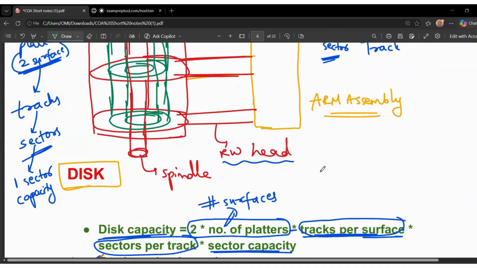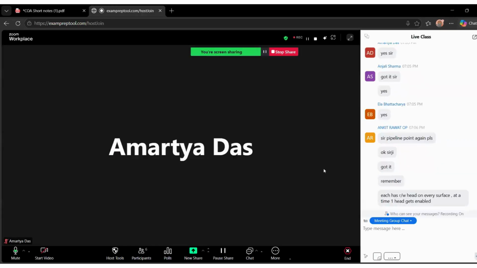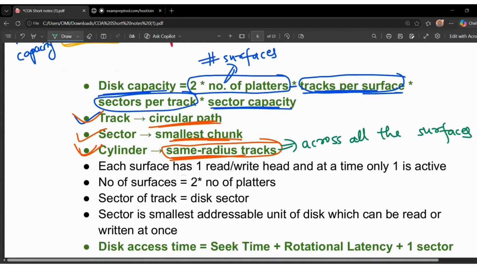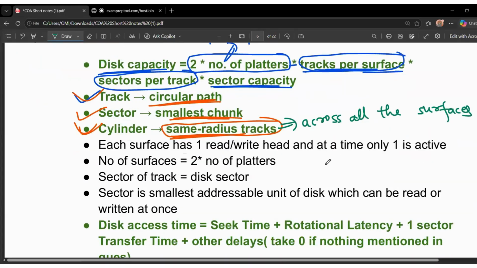So what is the cylinder? Same radius tracks across all the platters, across all the surfaces. Yes or no? Tell me. Cylinder will be same radius tracks, right? Same radius track.